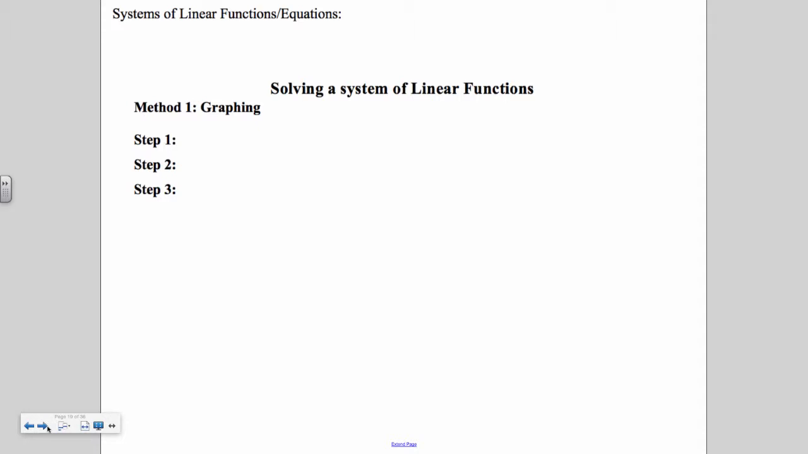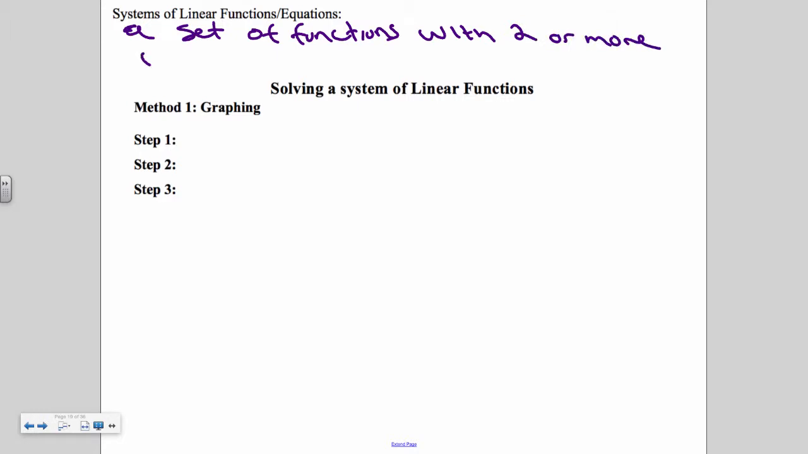So the first thing you need to know is what is a system of linear functions or equations. A system is a set of functions. A set meaning two or more with two or more unknowns. Typically, we'll be working with two functions or two equations, but we could be working up to 3, 4, whatever. However many functions we use, we have to have that many unknowns or variables.